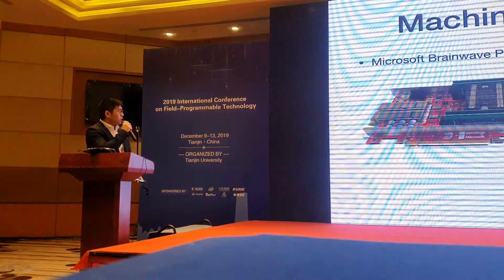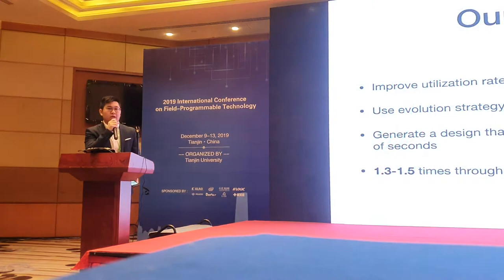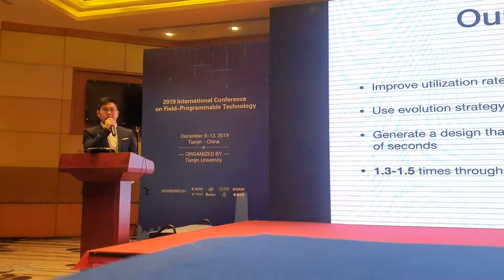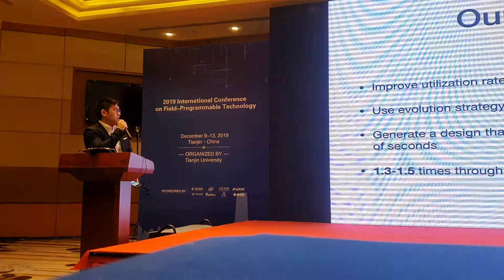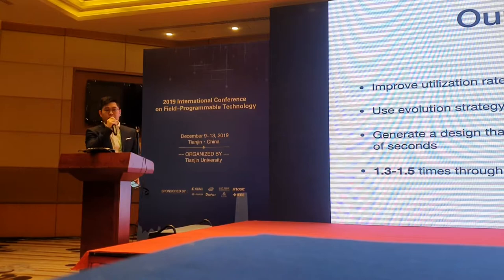So our question today is: what about FPGAs, and how can we do that? And also how to improve the utilization rate of FPGA systolic arrays. We use an evolution strategy to do the main optimization. We can generate a design that boosts your throughput in a matter of seconds. And in the end, we will talk about some comparisons, and we get 1.3 to 1.5 times higher throughput than the state-of-the-art design.